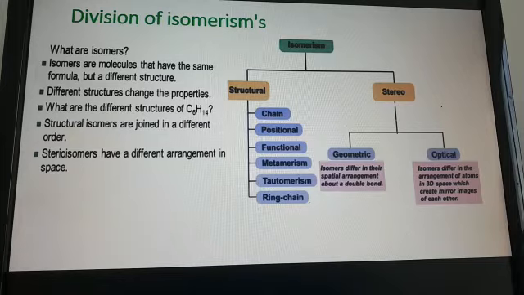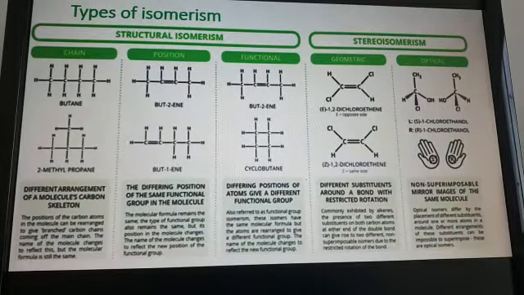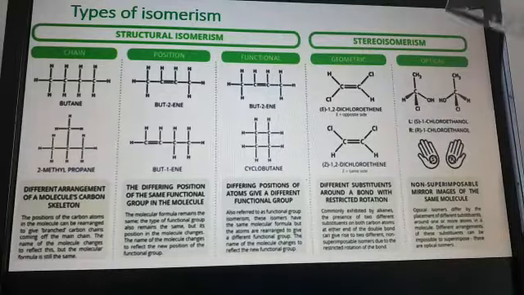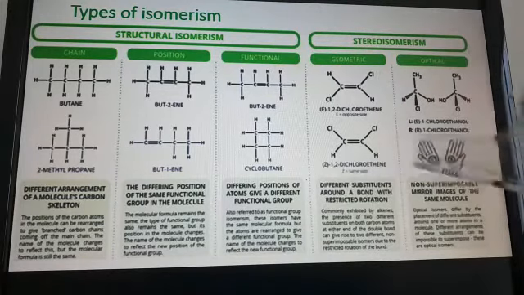Isomers are molecules that have the same formula but different structures, and different structures change the properties. Structural isomers are joined in a different order. Stereoisomers have a different arrangement in space. Now these are the types of isomerism. Structural isomerism is classified into chain isomerism, position and functional isomerism. In stereoisomerism, you have to study geometric and optical. These are the main five divisions of isomerism.